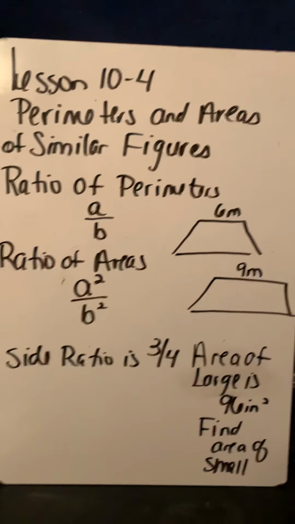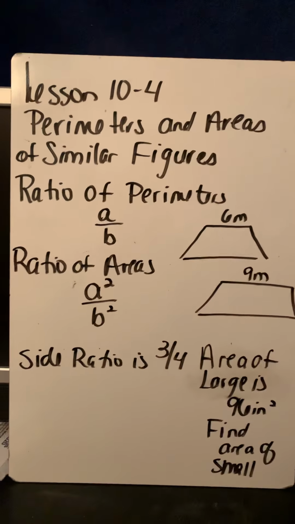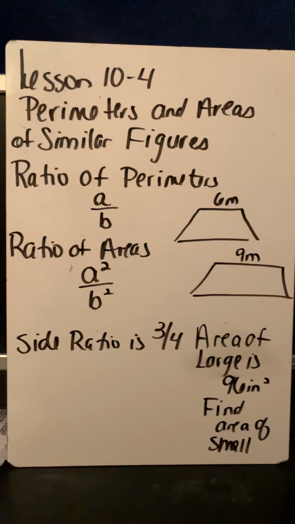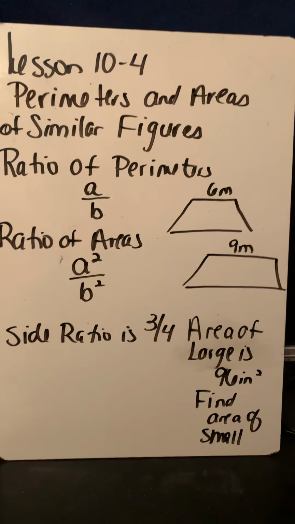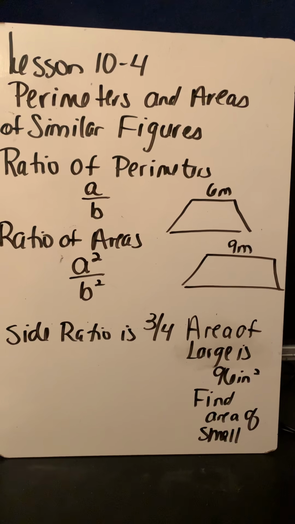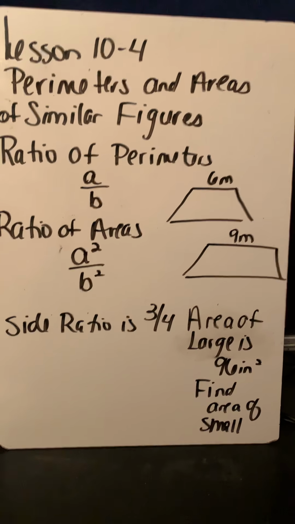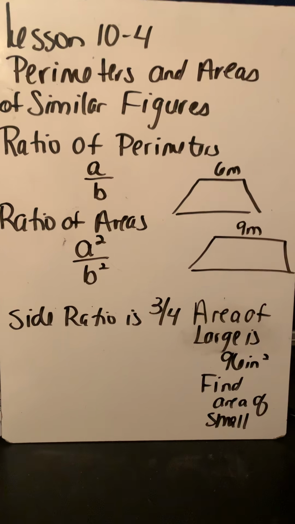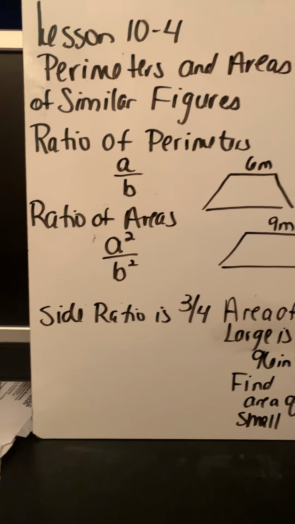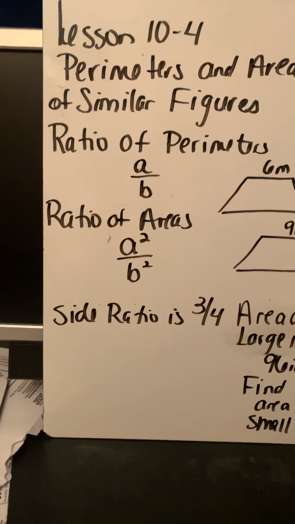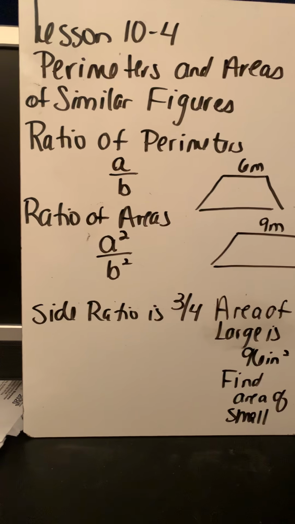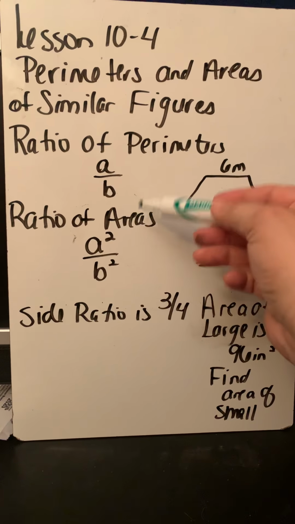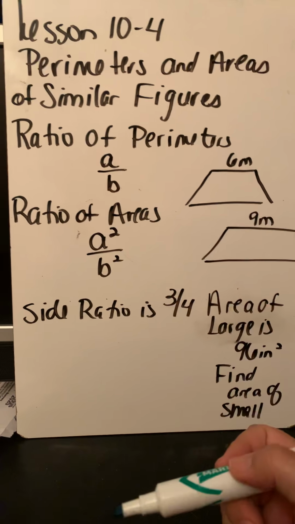Alright, geometry, we're going to be doing lesson 10-4, which is perimeters and areas of similar figures. So we're going to be dealing with the ratios of the perimeters and the ratios of the areas when you have your similar figures. So the ratio of perimeter is just A over B. It's just like the basic ratio that we found earlier on in the year. The ratio of the areas would now be A squared over B squared.